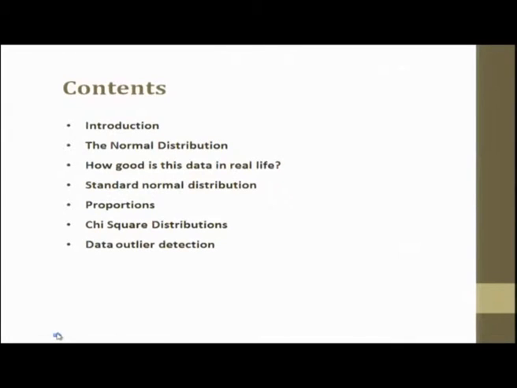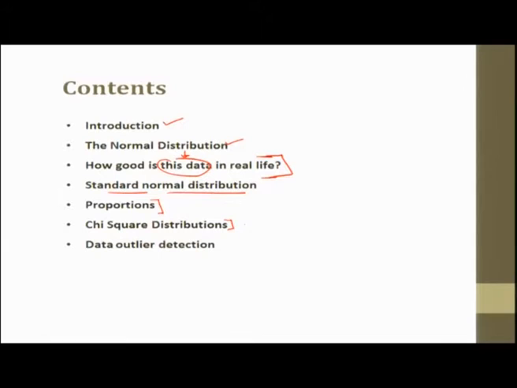Now, contents will flow like this. First, I will introduce the normal distribution, and I will discuss the normal distribution in detail. Then I will pick an example to explain how good or how not good the normal distribution is in real life. Then what is the standard normal distribution, and I will discuss something about proportions, and I will try to solve an example on this. Then I will discuss the chi-square distributions.